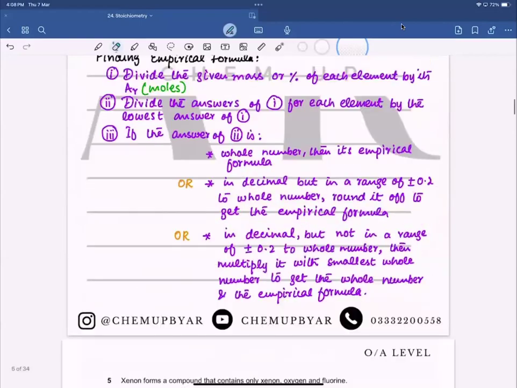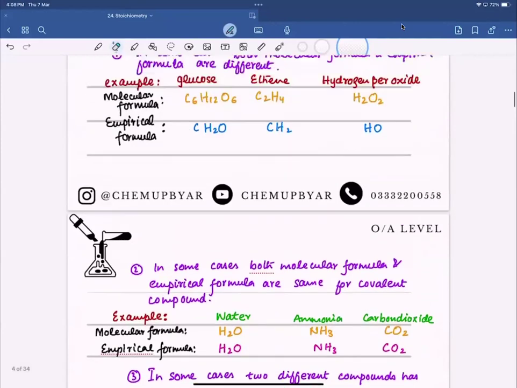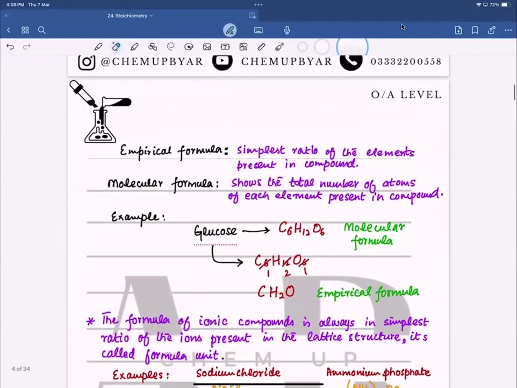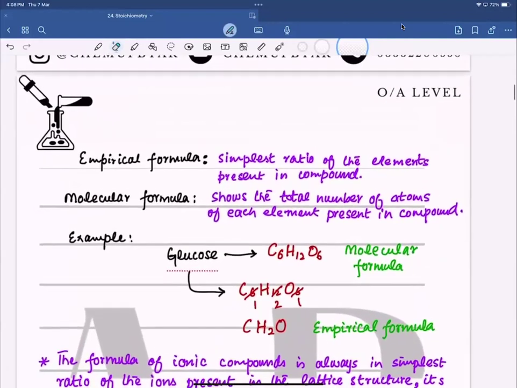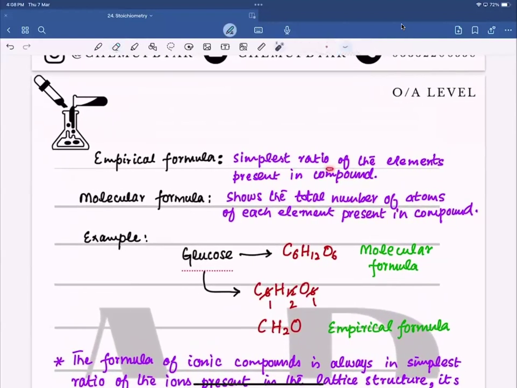Okay, so this is the way how we will find the molecular or empirical formula. Let's discuss empirical and molecular formula first. Empirical formula is basically the simplest ratio of the elements which are present in the compound, and the molecular formula tells us the total number of atoms of each element.